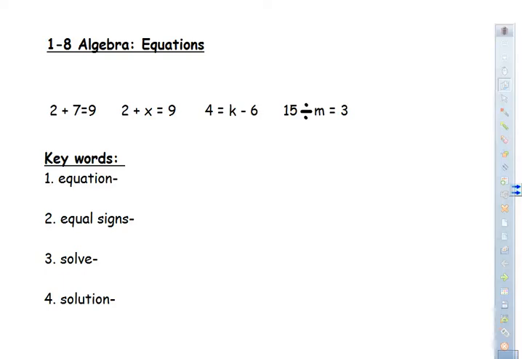Alright, today we are working with section 1-8 Algebra, which is working with equations. This week we've been working on expressions, and yesterday we did function tables, and now we're going to introduce equations and what the difference is, I should say, between expressions and an equation.